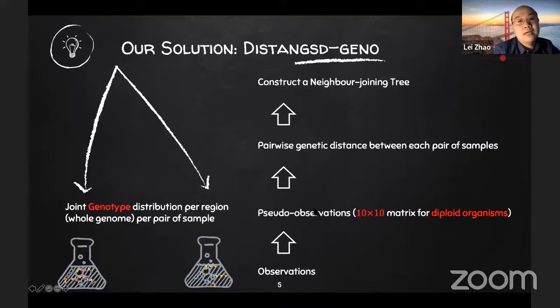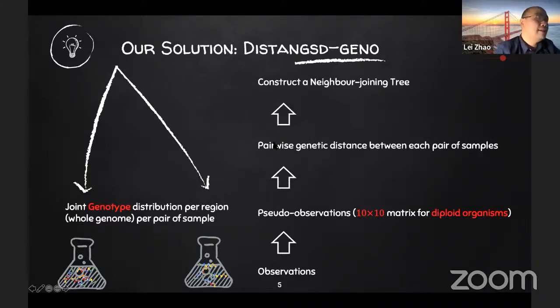I want to emphasize that this part can be pre-calculated. That means this part has nothing to do with the evolutionary model. So you can first generate this 10 by 10 matrix, and once you want to use a different evolutionary model, you just infer from here to here. Once you get this 10 by 10 matrix per pair of samples, you can use either the JC model or the GTR model to infer the pairwise genetic distance between samples.